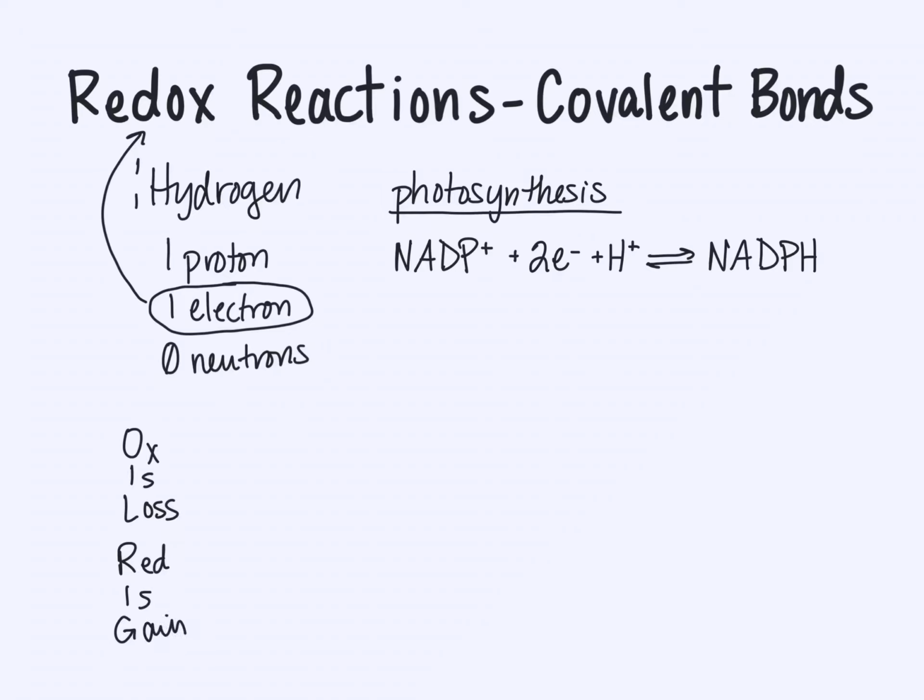And we'll see that since NADP plus is gaining an electron, NADP plus is being reduced. So the forward arrow is standing for a reduction reaction. The backwards arrow is then standing for the oxidation reaction because NADPH is giving up an electron in order to reform NADP+. Now, you might be wondering, where is this electron and subsequently the hydrogen coming from?